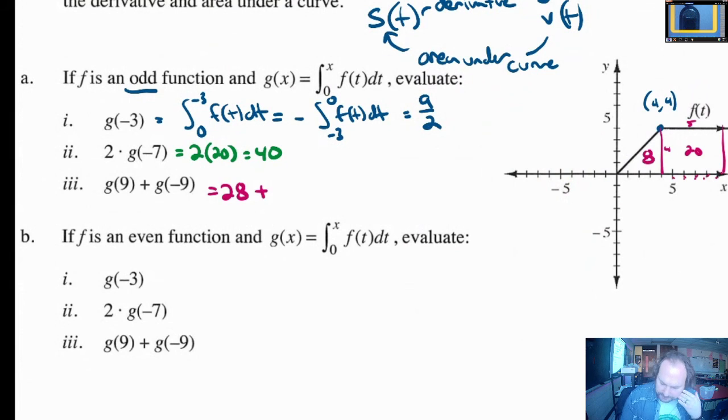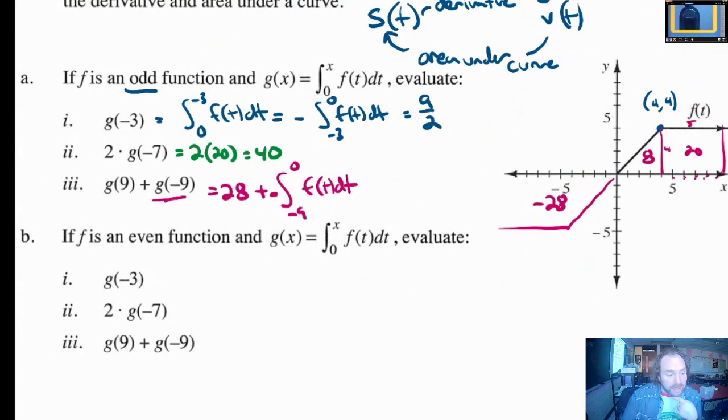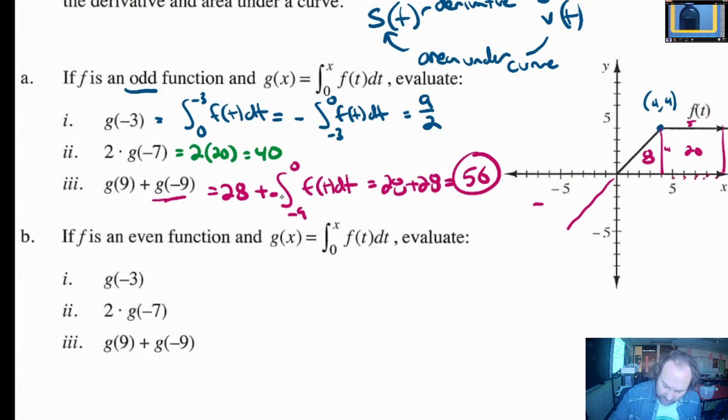Now we got to really think about this. On the area over here, the integral of g of negative 9 is the integral from 0 to negative 9 of f of t dt. That is equal to, we really got to think about this, the negative integral from negative 9 to 0 of f of t dt. So the integral from negative 9 to 0 will be negative 28, and then we will make it negative again, so it's actually positive 28. So this ends up being 28 plus 28. Doubles itself, which will be 56. Nailed it.